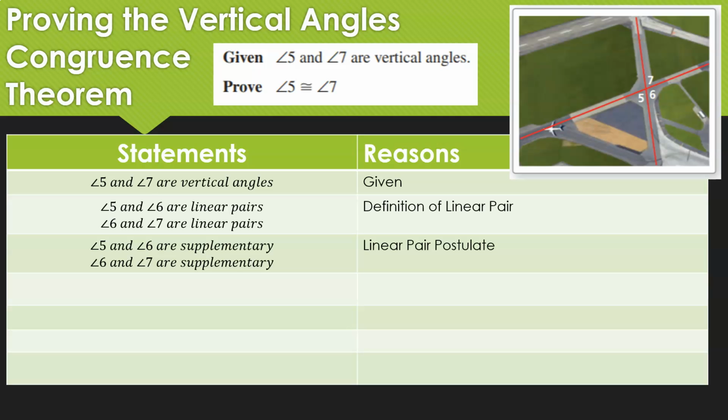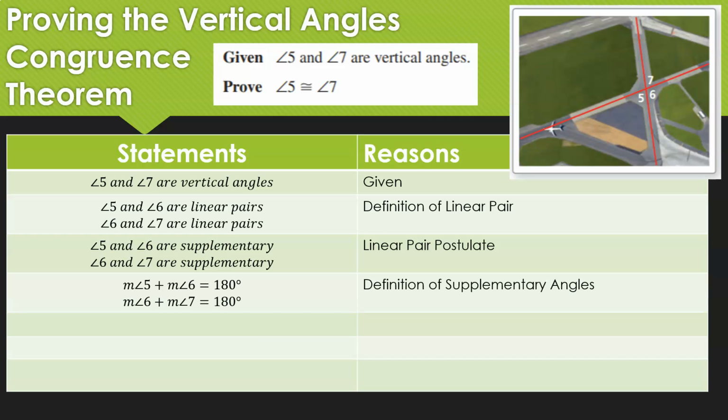Next piece is going into what it actually means to be supplementary. Remember, supplementary adds to 180. So I have the measure of angle 5 plus the measure of angle 6 equals 180 degrees, and the measure of angle 6 plus the measure of angle 7 equals 180 degrees. This is by the definition of supplementary angles. So literally saying what it means to be supplementary.